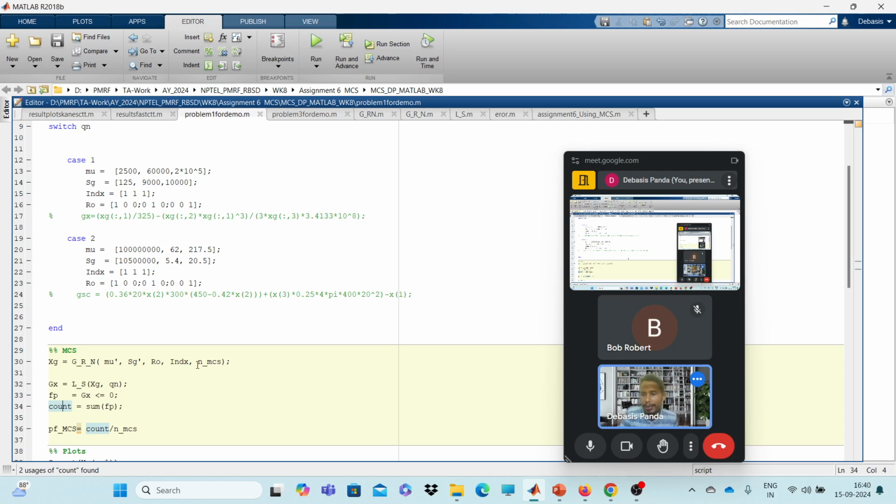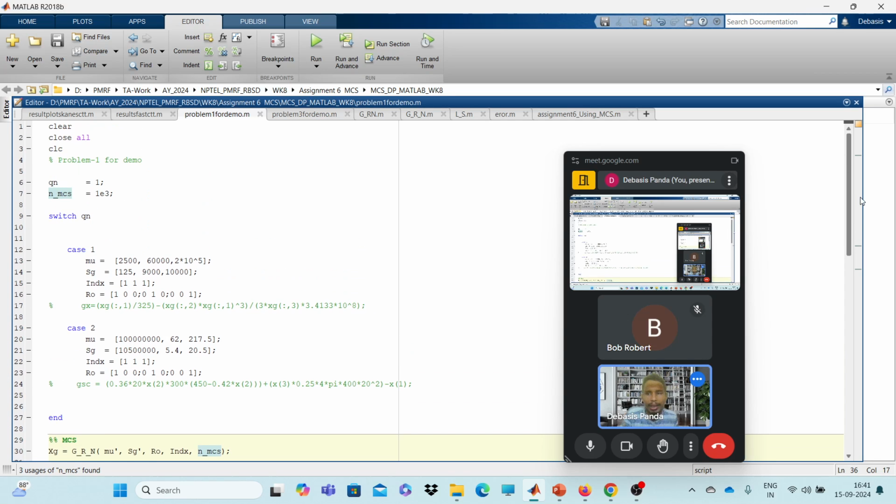So here I can see that count is nothing but the sum. I am getting all these results, and MCS is nothing but the sum of all these failures divided by the number of MCS, that means the number of simulations whatever I have generated. Like here I have generated this.